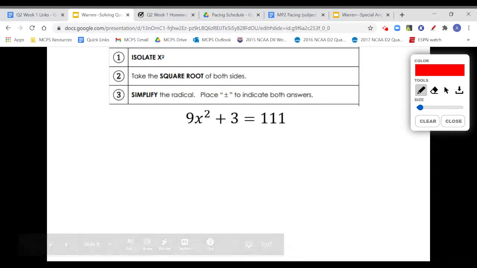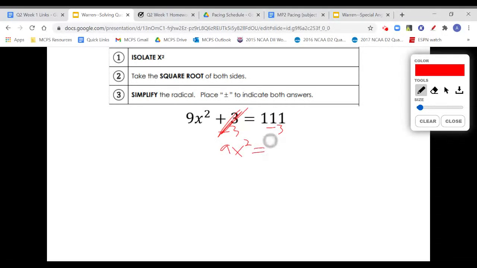So here we have 9x squared plus 3 equals 111. Again, I'm going to start by isolating the x squared term. So I'm going to subtract 3 from both sides to get rid of the positive 3. That will leave me with 9x squared is equal to 108. From this point, in order to get x squared by itself, I'm going to have to divide both sides by 9. When I do that on the left, I'm left with x squared, and on the right, I'm left with 12.